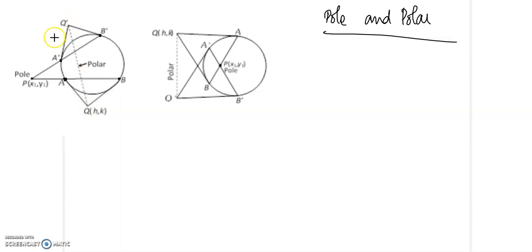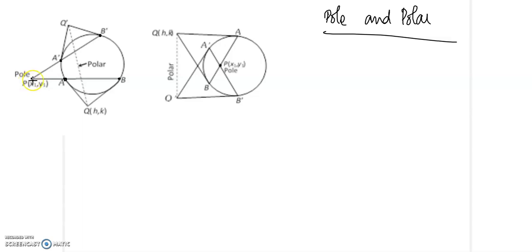Now by polar you mean that is the locus of all such points of contact. Okay. അപ്പോൾ നമുക്ക് ഒരു പോയിന്റ് P എന്ന് പറഞ്ഞൊരു പോയിന്റ് തന്നിരിക്കുന്നു. That's a fixed point. So that point is called the pole.